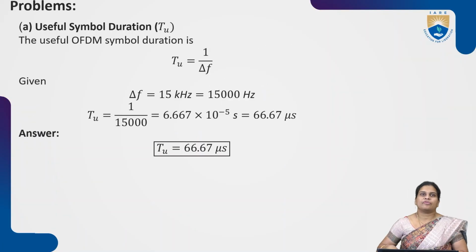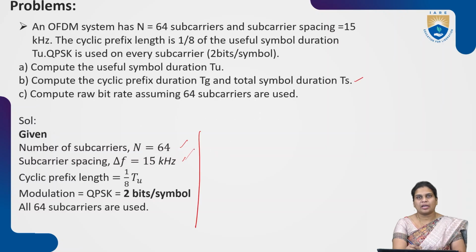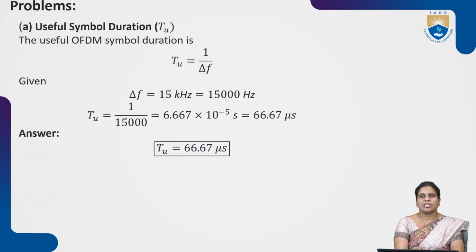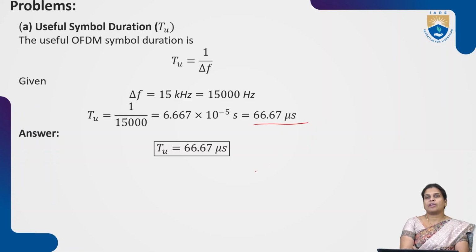So first is the useful symbol duration. The duration Tu equal to 1 by delta f. In the given problem, delta f equal to 15 kHz, that is 15,000 Hz. Now find Tu equal to 1 by 15,000, that is 66.67 microseconds. So the useful symbol duration is 66.67 microseconds.